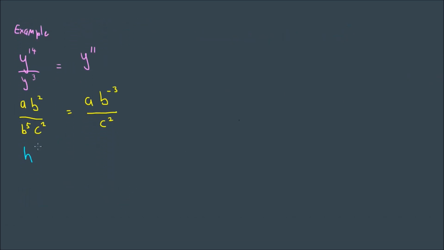One more example, h to the power of 9 over h to the power of negative 2. Negative powers don't matter, we just apply the same rule. Top number minus the bottom number. 9 minus negative 2 is 11.